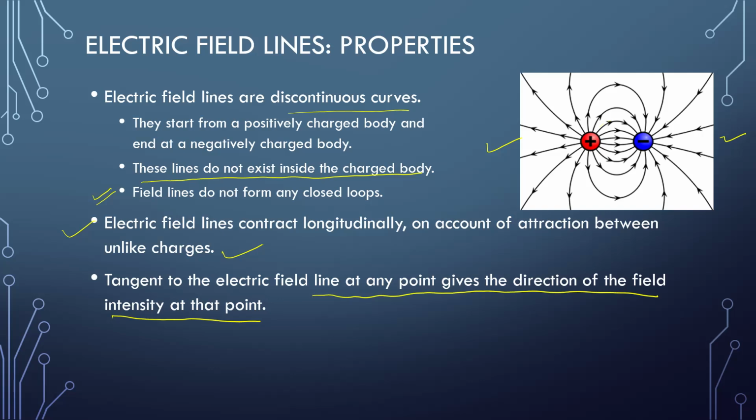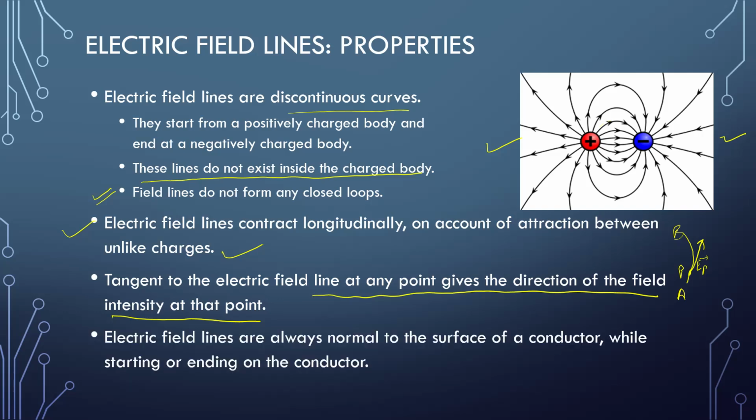Thirdly, tangent to the field line at any point gives the direction of the field intensity at that particular point. This property was already explained when we discussed the definition of electric field line. So, tangent to the electric field line at any point gives the direction of the field intensity at that point. Suppose this is your electric field line AB. At this point P, if I draw the tangent, then this E_P vector gives us the direction of the field intensity at the point P.